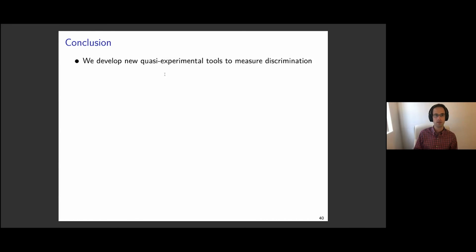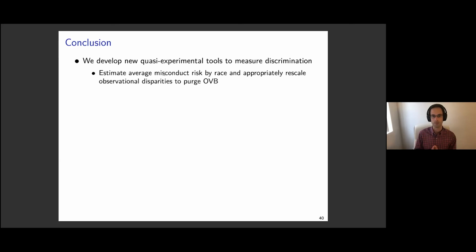So I'm going to skip these policy simulations due to time, but just to conclude, what we do in this paper is we develop new quasi-experimental tools to measure discrimination. A key part of this approach is to estimate average misconduct risk by race, and then use these average misconduct rates to appropriately rescale observational disparities in order to purge omitted variable bias and make white and Black defendants comparable in terms of misconduct potential.